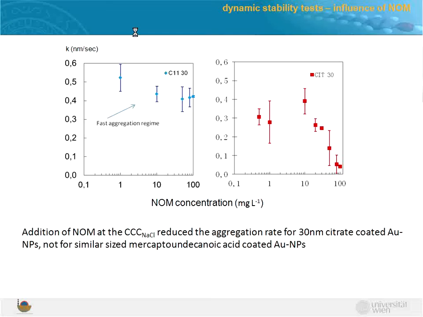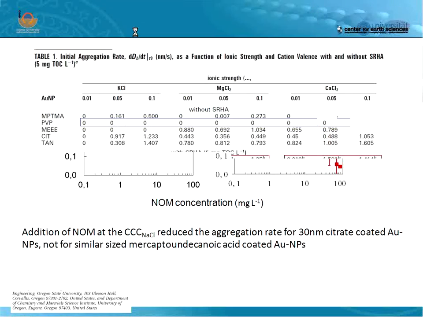For the undecanoic acid here, there's nothing more or less. So the addition of NOM, even towards high concentrations here, doesn't reduce the aggregation of the undecanoic acid significantly. We think that the reason for this is simply that the NOM can replace the citric acid that is only electrostatically bound, while the covalently bound mercaptoundecanoic acid cannot be replaced by the NOM here, and NOM can mainly build a kind of shell around this functionalization, but doesn't really help to reduce the aggregation of the system.